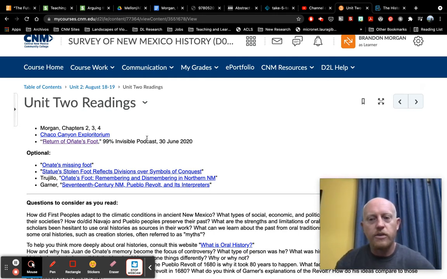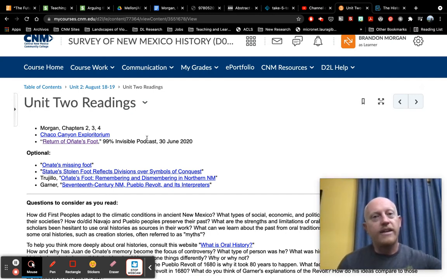And I keep saying New Mexico's histories because that's something I really emphasized in the digital text itself. There are so many different ways of looking at New Mexico's past. There are so many different people of different racial, ethnic, gender, religious, and on and on and on backgrounds that make New Mexico what it is.